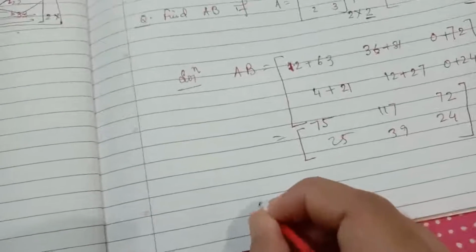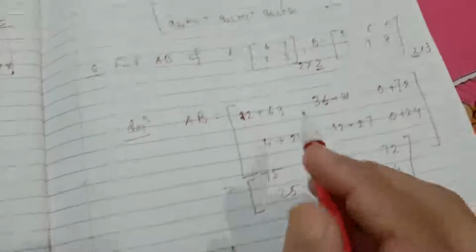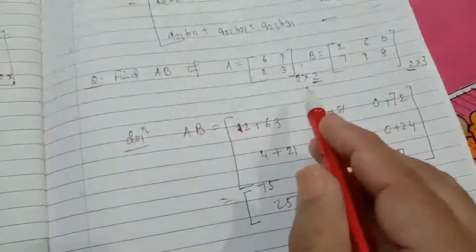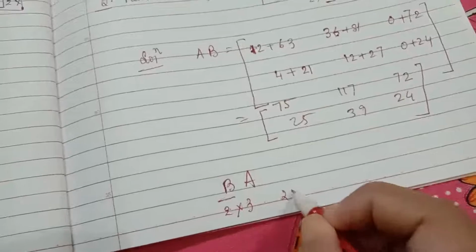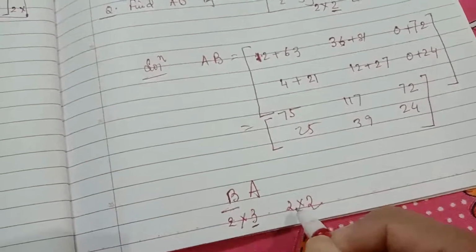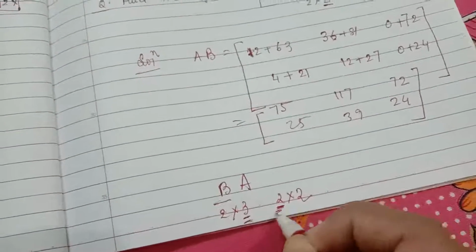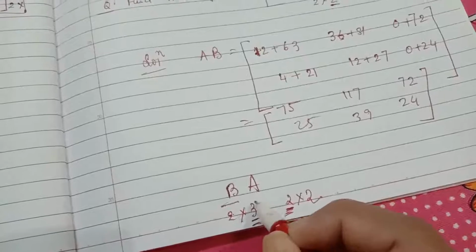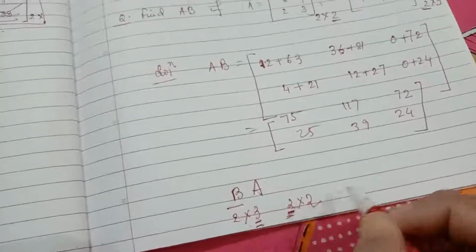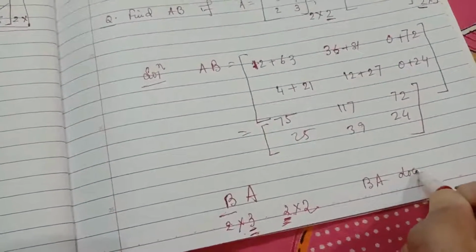Now how to find BA? You can see the order of B is 2 by 3. The order of A is 2 by 2. The number of columns of the first is not equal to the number of rows of the second. These two are not equal. So B into A here does not exist.